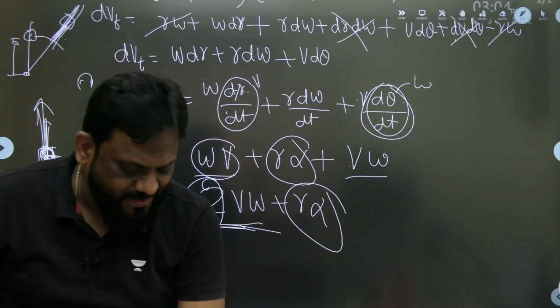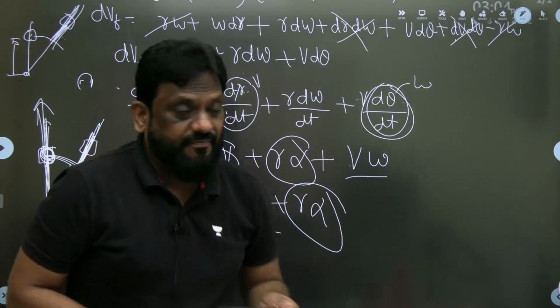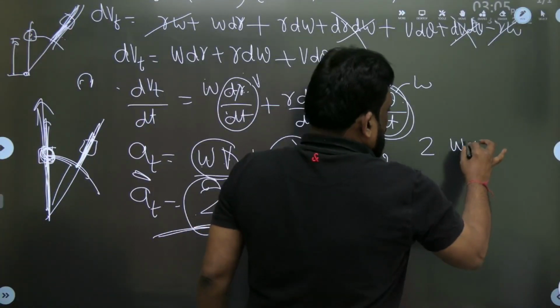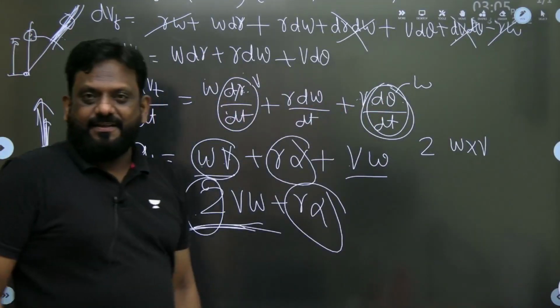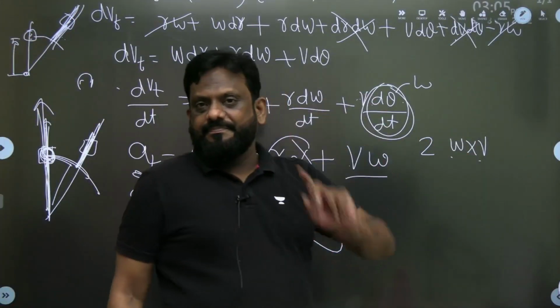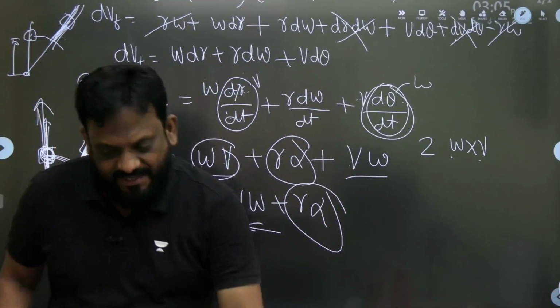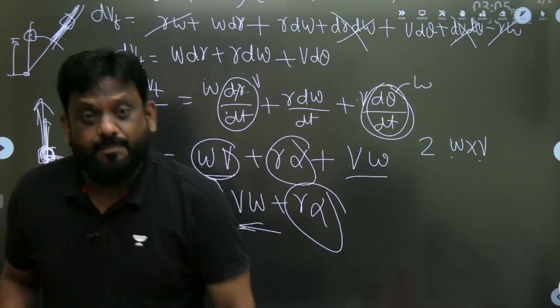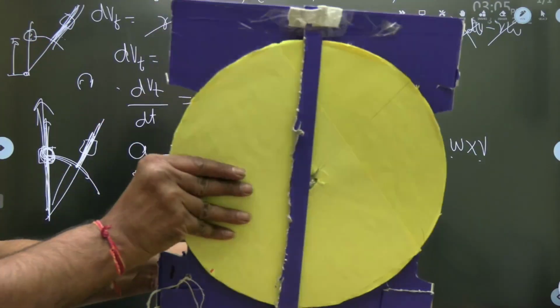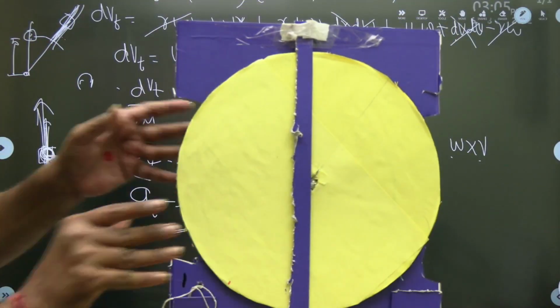Great, sirs. Actually, acceleration, you know, it's a vector. Actually, it is like this: 2 omega cross v. It is a vector, so it is a cross product of omega and v. Great. Now we will see, sirs, let us understand certain points carefully. Now I'll show you certain golden points. Let's take a beautiful example.